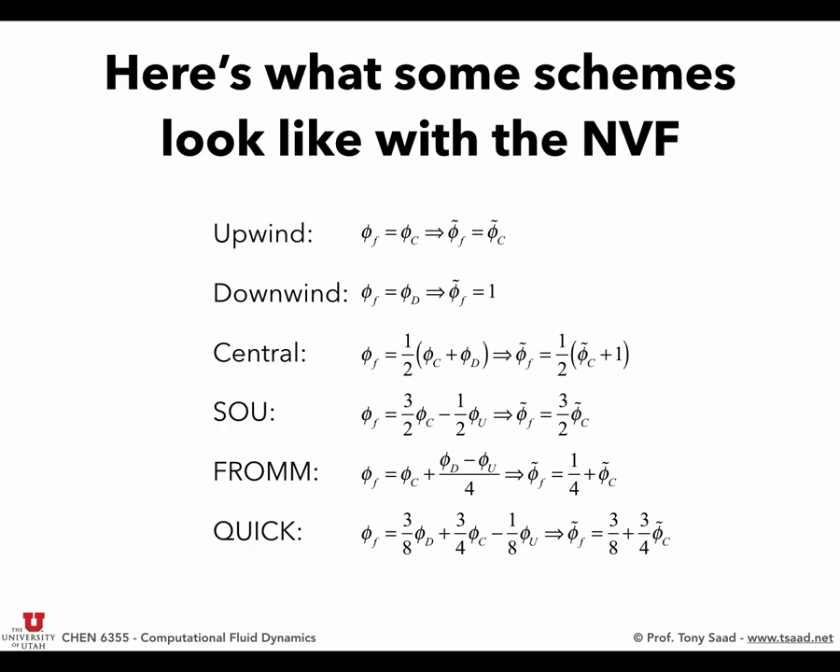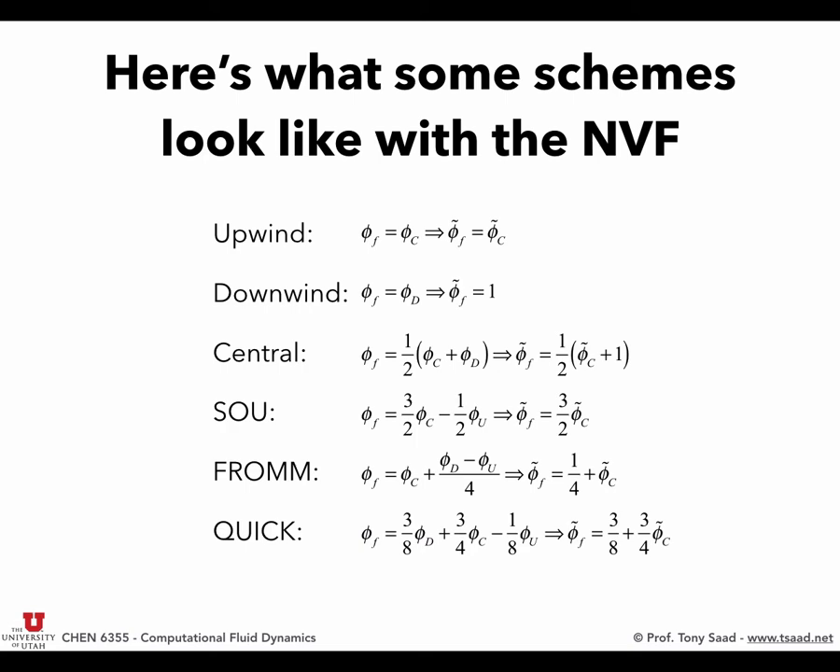If you take the upwind scheme, we said that phi at the face is equal to phi upwind. Then phi tilde at the face is equal to phi tilde c. This is really important because that defines the boundary for phi face. The worst it can be is phi c. Okay? That's when we drop order. For the downwind scheme, phi f is phi downwind. In normalized form, it gives you phi tilde f equal to 1.